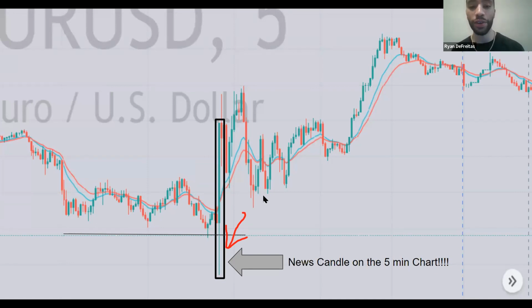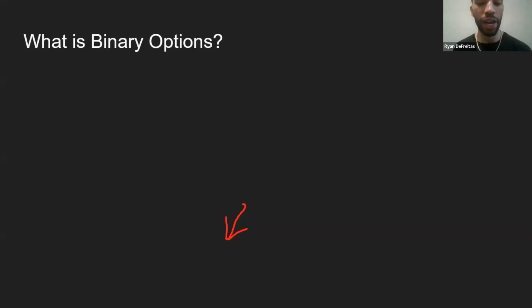So let's get this clear. The two types of stop hunts are what? The news and the stop hunts, guys. I was trying to say it for y'all. Y'all just didn't catch it.